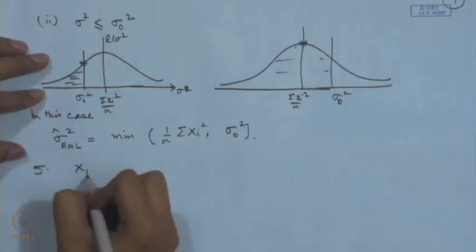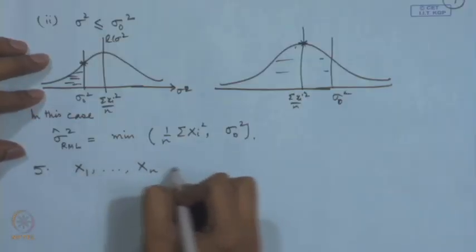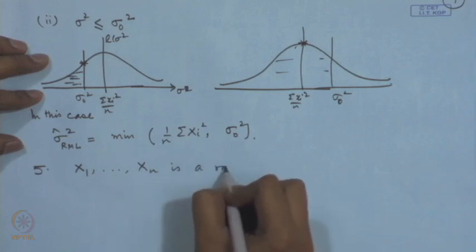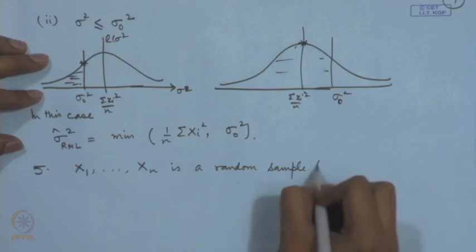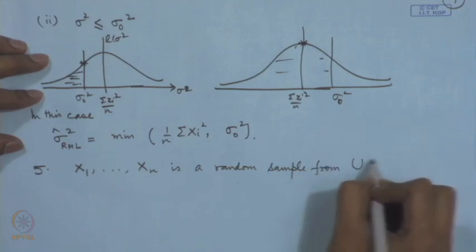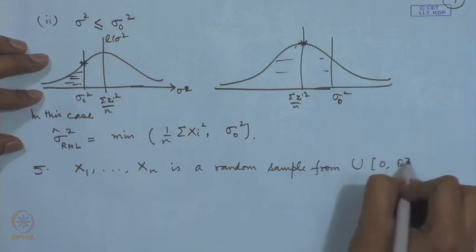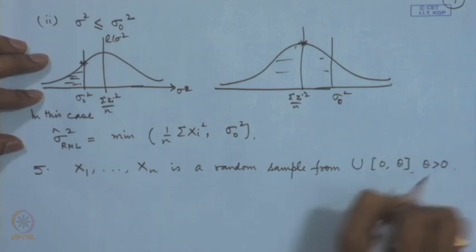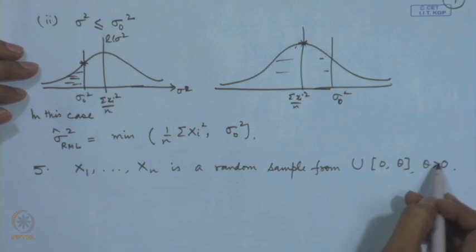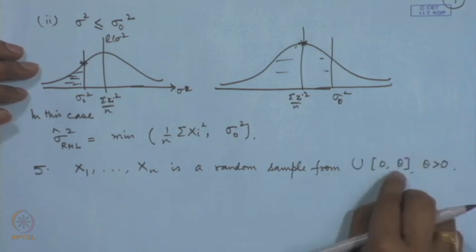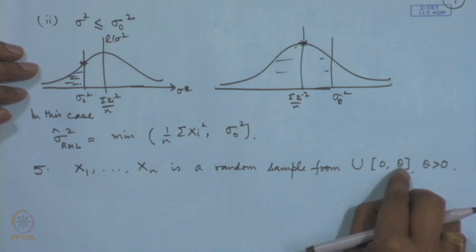Let me take up another case, say x 1, x 2, ..., x n is a random sample from uniform 0 theta distribution, where theta is the unknown parameter, which is certainly positive. We are interested in the maximum likelihood estimation for theta.